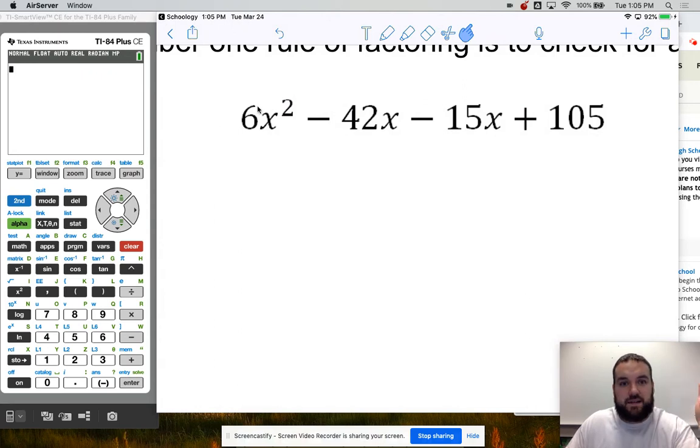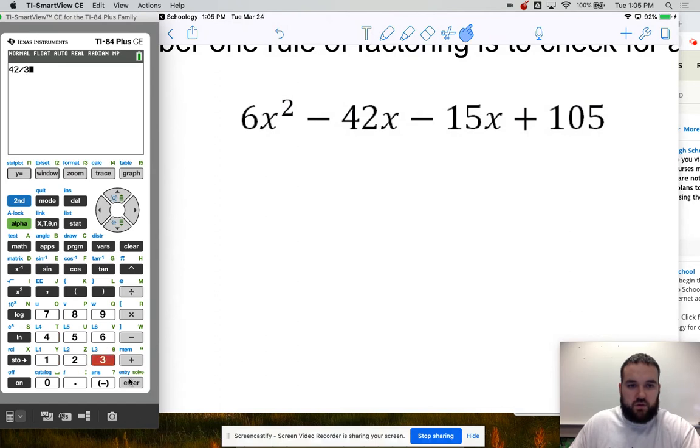There's no exact science to this. I see 6 and I see 15. The only number that goes into both 6 and 15 is 3. So I'm going to check to see, does 3 go into the other coefficients? So 42 can be divided by 3. And then I'm going to also check 105. And that also can be divided by 3.